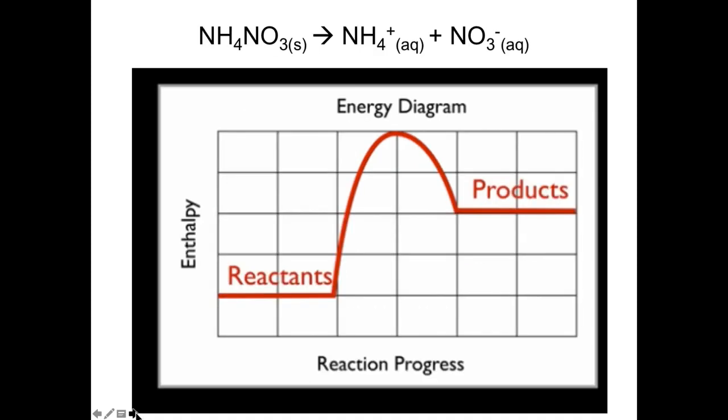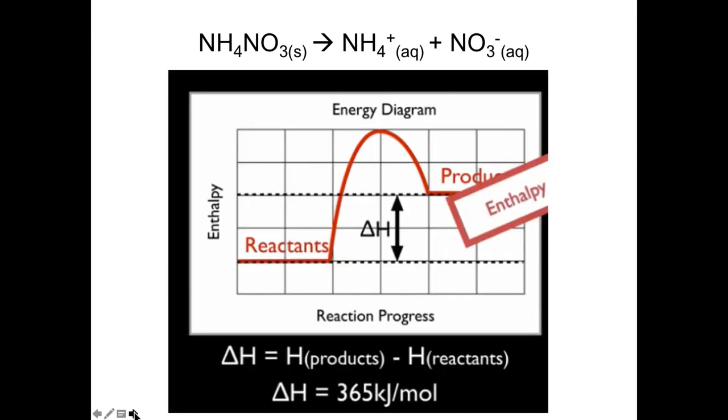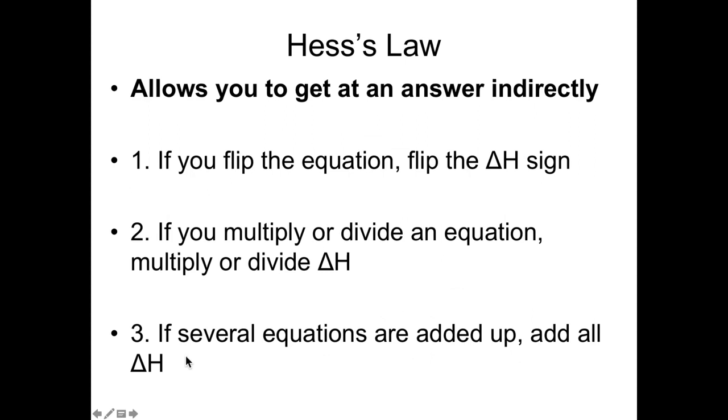Then what's going to happen here with this process is that the delta H with this reaction will be here. That'll be a positive delta H of 365.